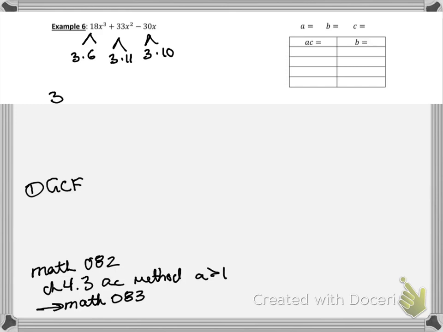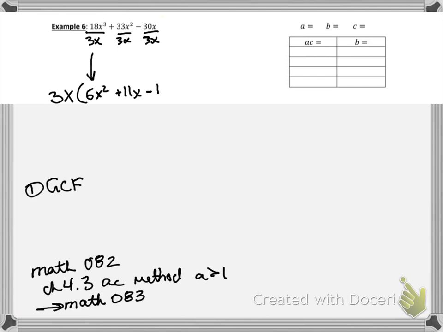We also, if you notice, have x's in each of these 3 terms, so we can also factor out an x. So remember, factoring this out is the same as dividing each term by 3x. So to figure out what goes in here, what's left over, we just use division. Okay, so now we're going to proceed to use the AC method, but we're going to only use this part of it. Okay, so let's see what we can factor out here.